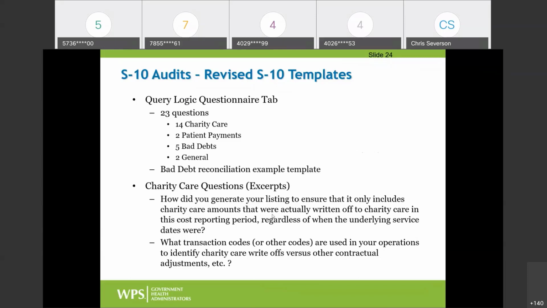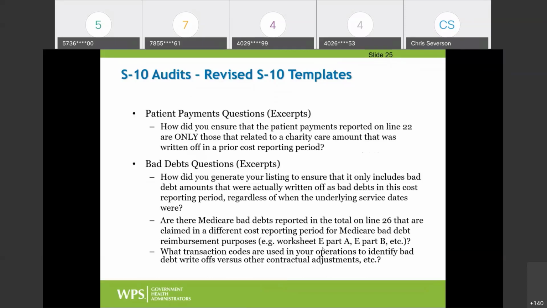Just a couple of excerpts. I gave some of these examples a bit ago. How did you generate your listing to ensure that it only includes charity accounts that were actually written off to charity care in this cost reporting period, regardless of when the underlying service dates were? What transaction codes or other codes are used in your operations to identify charity care versus other contractual adjustments? And then for the patient payments, how did you ensure that the patient payments reported on S10 line 22 are only those that related to a charity care amount that was written off in a prior cost reporting period?